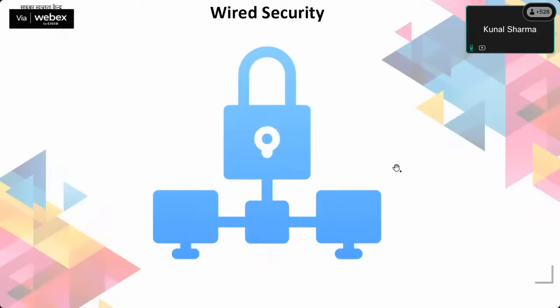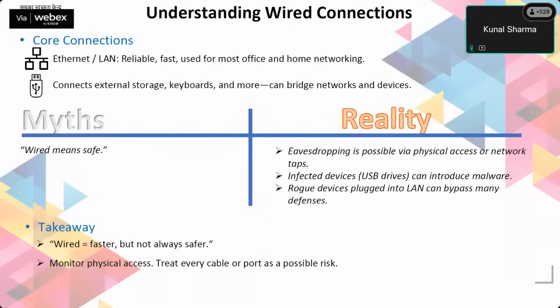So now we come to wired security. When we hear wired security, what comes to mind is that it is very safe and secure. We have LANs, Ethernet, and cables. Yes, indeed, they are safe. They are fast and reliable, and that's why we use them in our offices.